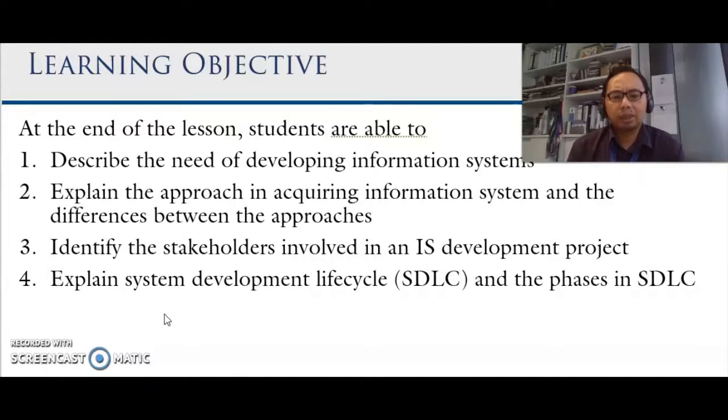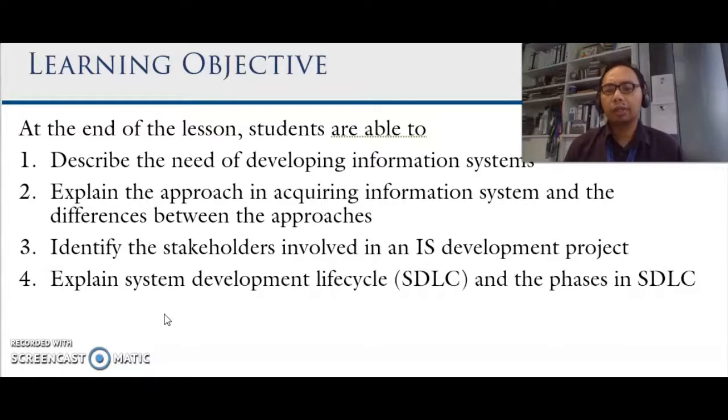I also talk about the approaches in acquiring information systems. Information systems can be acquired in three ways. The first approach is by buying those systems off the shelf, buying from a vendor. If organizations buy systems off the shelf, the system comes in standard configuration. In order to fit into the organization, the IT department needs to do some configurations to that system.